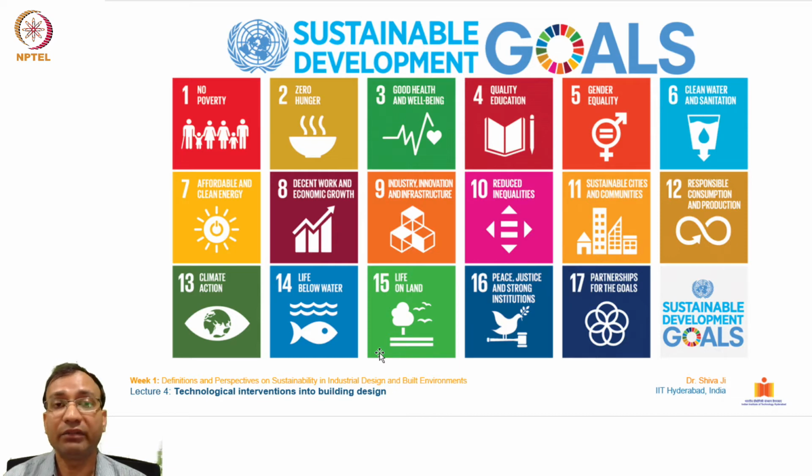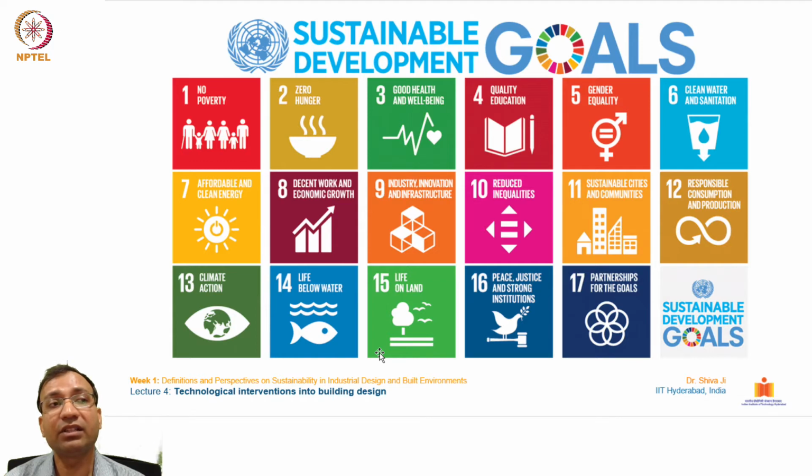Moving on, we have this seventh one, affordable and clean energy. Then we have decent work and economic growth. Then we have industry, innovation and infrastructure, reduced inequalities. We have sustainable cities and communities. We have responsible consumption and production.